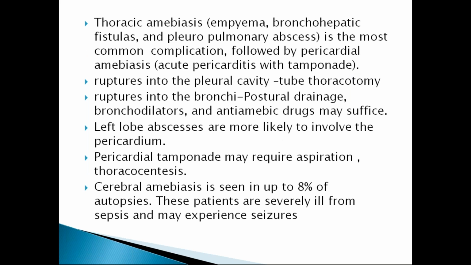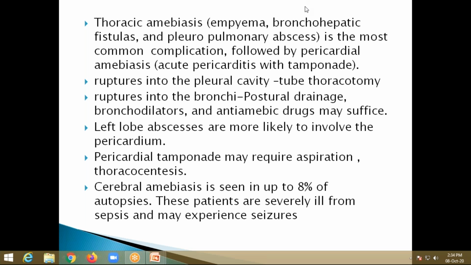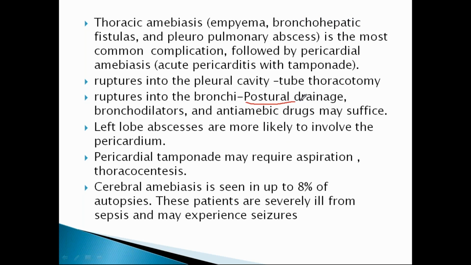Thoracic perforation has also happened. If it is restricted only to the pleural cavity, the easiest treatment is an ICD, because once you place an ICD, all the pus will come out. Or if it opens into a bronchus, there is nothing you need to do except use bronchodilators. The bronchodilators will dilate the tree, and the pus will come out by coughing. Postural drainage, bronchodilators and anti-amoebic drugs, that's all.